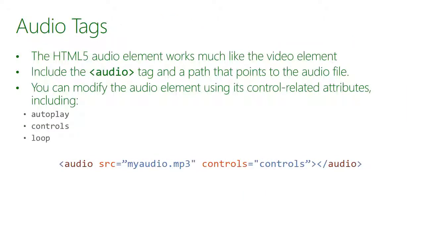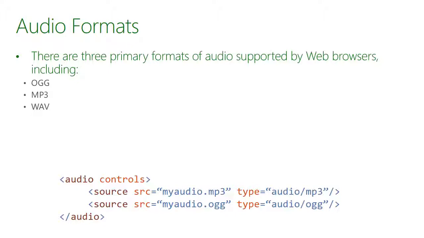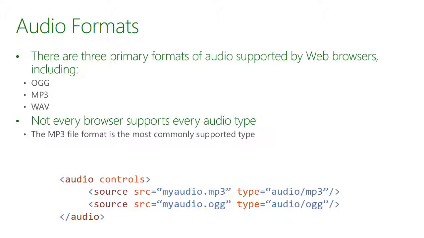Audio tags. The HTML audio element works much like the video element. Include the audio tag and a path that points to the audio file. You can modify the audio element using its control-related attributes, including autoplay, controls, and loop. Again, I would recommend going and looking on W3 Schools about this. It gives you some more interactive examples to play with and will improve your understanding of this topic. Audio formats include OGG, MP3, and WAV. Again, not every browser supports every audio type. MP3 is the most commonly supported audio type.